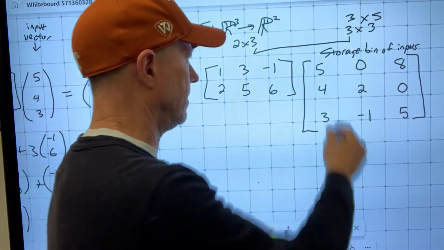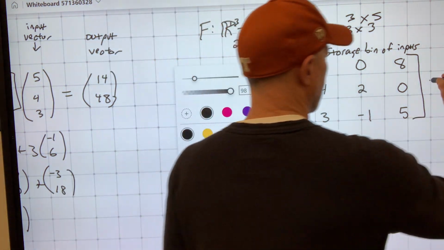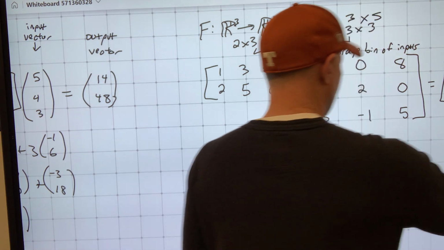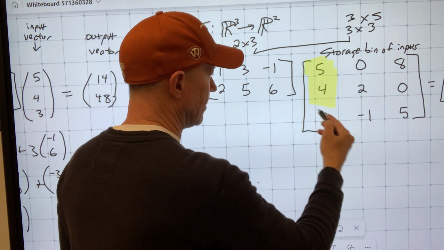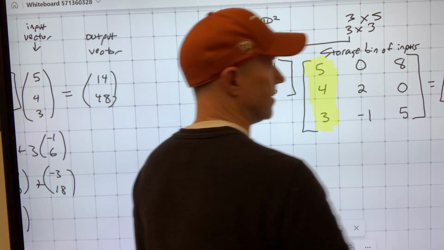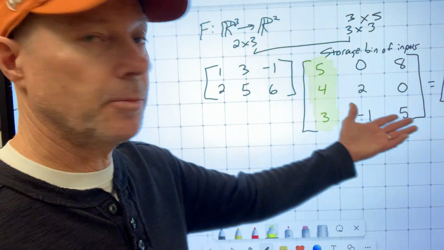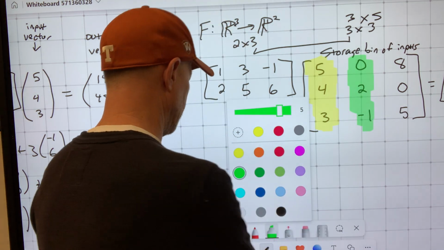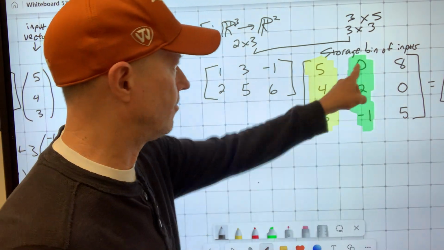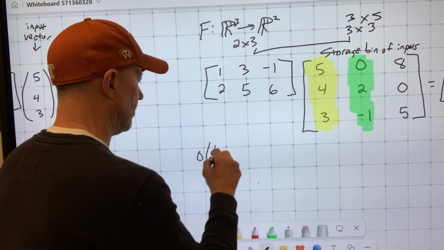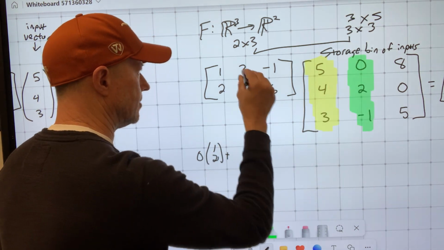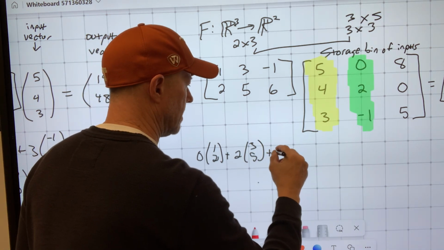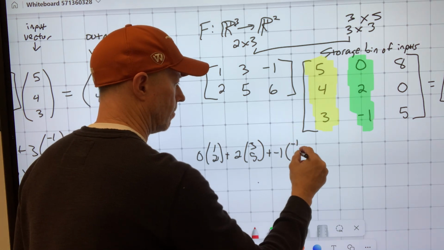And now we already did this. It turned out to be 1448. So our first output is 1448. This vector here turns into that vector there. So I have 2 more to do. I wonder what this vector is going to turn into. Well, to do that, multiplication mantra. First entry times first column plus second entry times second column plus third entry times third column.